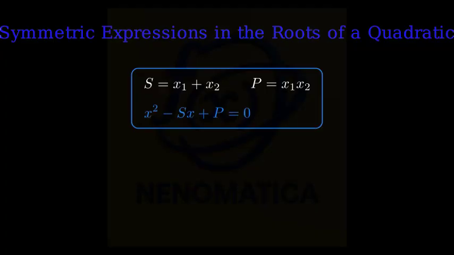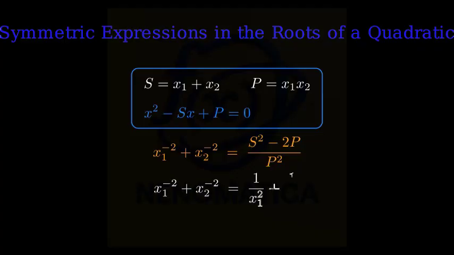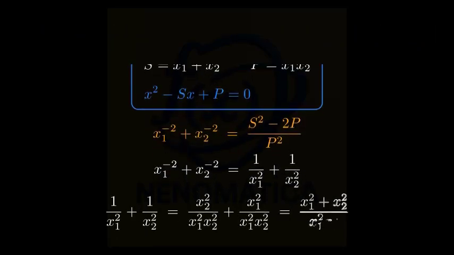Our first goal is to compute x sub 1 to the power negative 2 plus x sub 2 to the power negative 2. We will show that it equals (S squared minus 2P) over P squared. Step 1. Replace negative powers by reciprocals. That is, 1 over x sub 1 squared plus 1 over x sub 2 squared. Step 2. Combine over a common denominator. The common denominator is x sub 1 squared times x sub 2 squared.